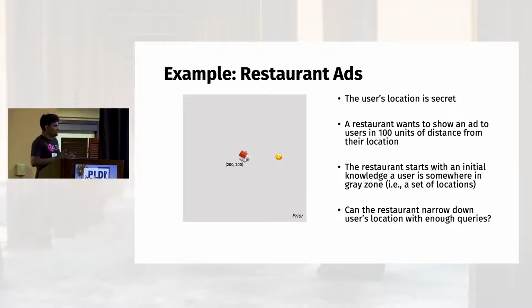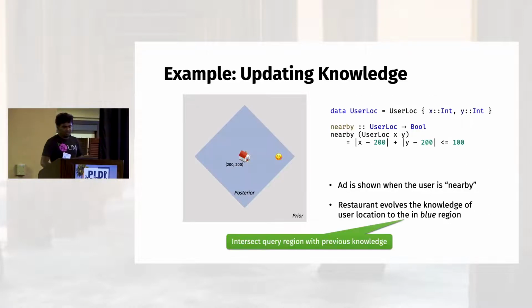Now the key question here is, can the restaurant make enough queries about your location so that they eventually narrow down the user? What do I mean by queries? I mean something like this. A query can be something like, if the user is nearby the restaurant, show them the ad. And in this case, what we are doing is we are checking if the user is within 100 units of Manhattan distance from the restaurant. Then the user will be shown the ad.